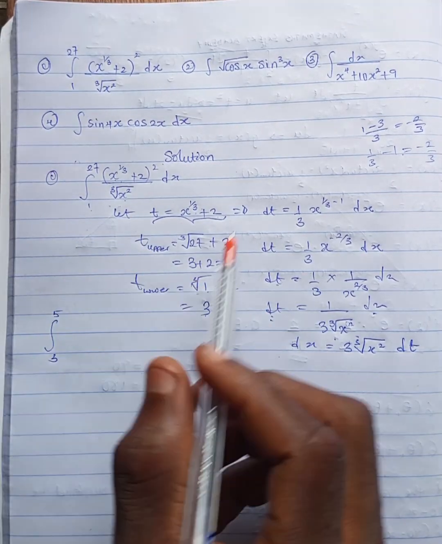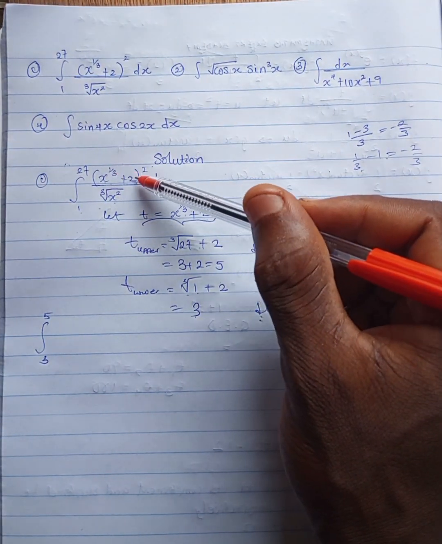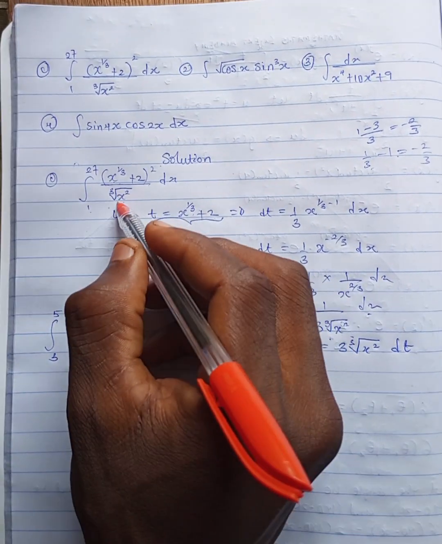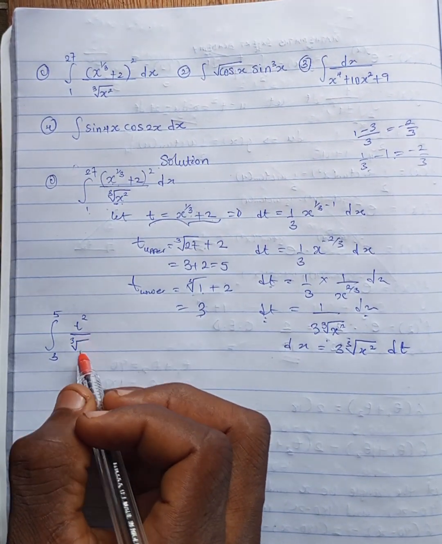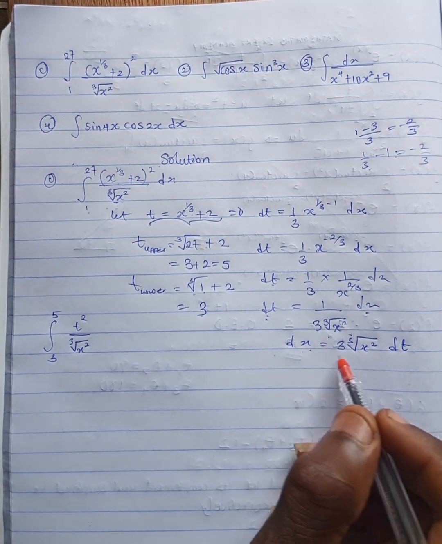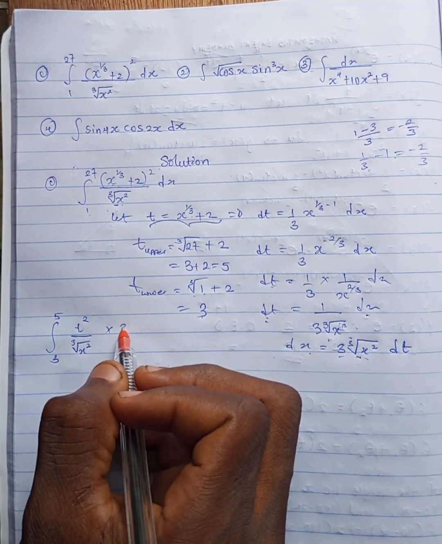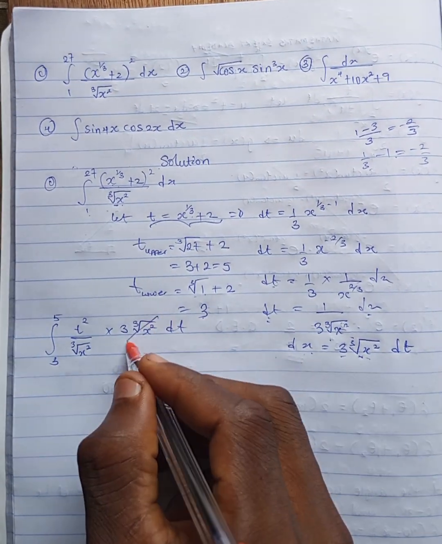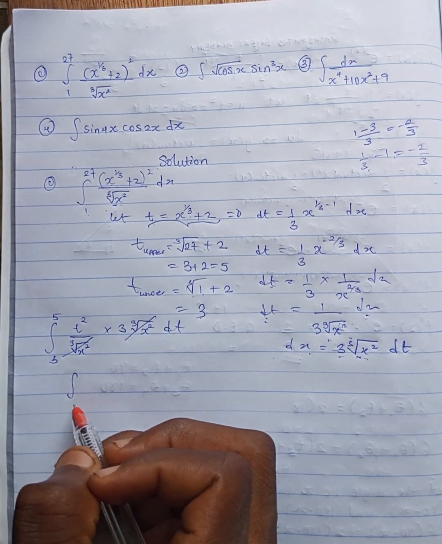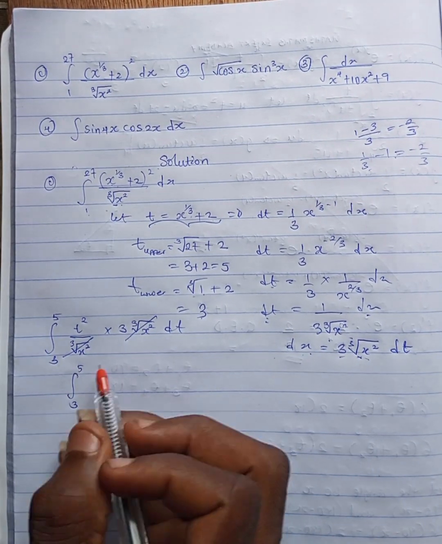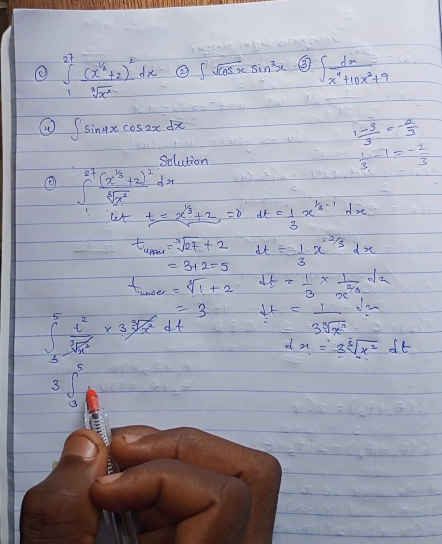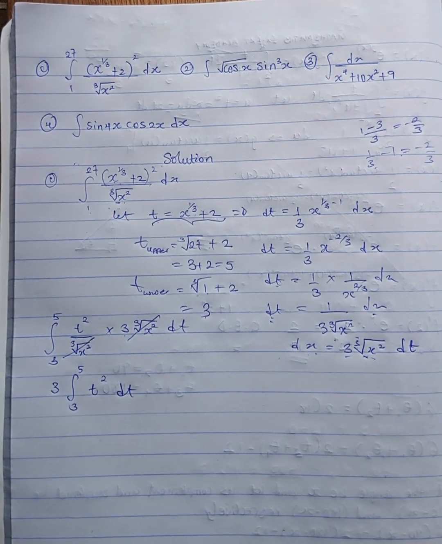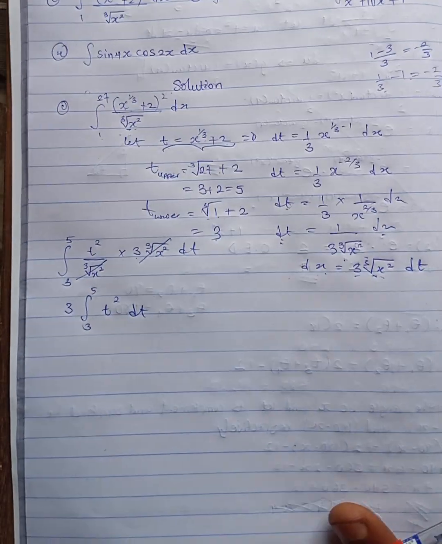Can you see that now? But my x to the 1 over 3 plus 2 is t, so I'm going to put t squared. Then this thing now, I write it back, which is the cube root of x squared. Then note that dx is this, so I'll multiply by 3 cube root of x squared dt. So this cancels this. Can you see that now? And from 3 to 5 we have this 3. Let's bring it out. That's 3, and we put our t squared here with respect to t. Can you see that? Please, I hope you are following.